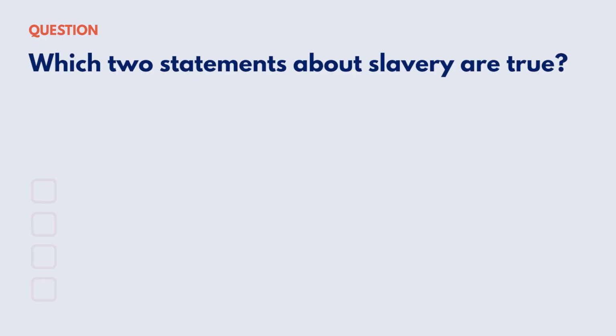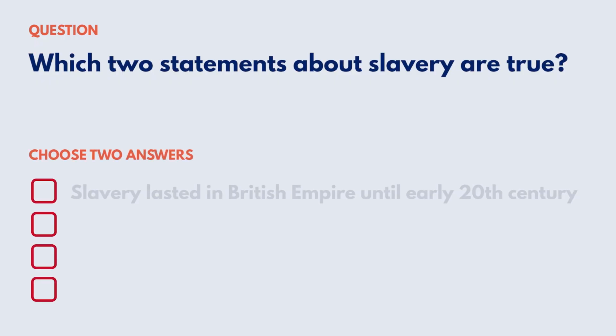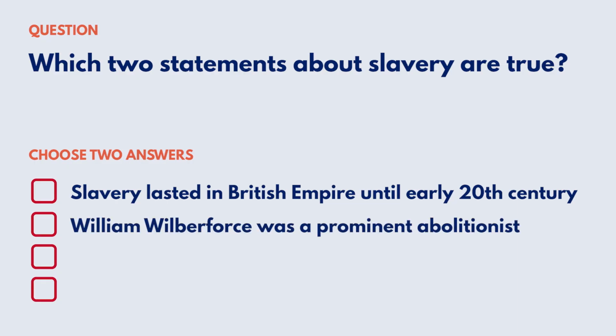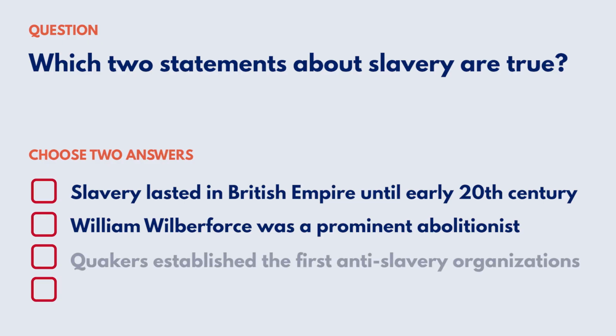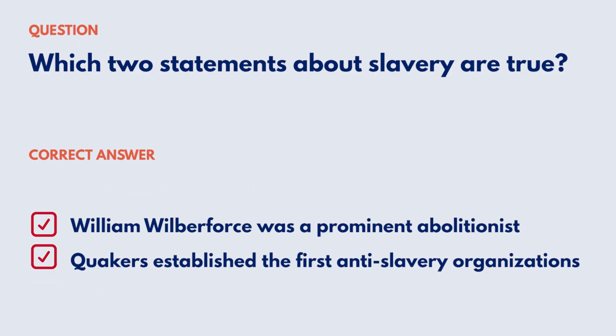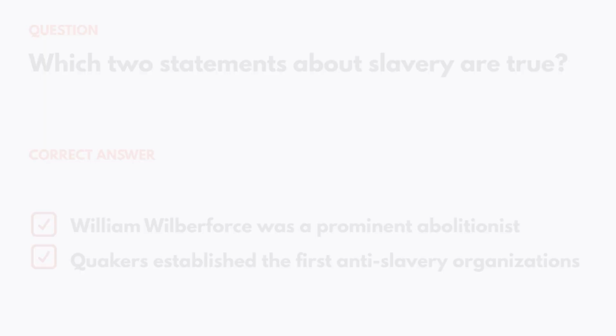Which 2 statements about slavery are true? Slavery continued in the British Empire until the early 20th century. William Wilberforce was a prominent abolitionist. Quakers established the first anti-slavery organizations. The Royal Navy did not stop ships transporting slaves. Correct answer. William Wilberforce was a prominent abolitionist. Quakers established the first anti-slavery organizations.